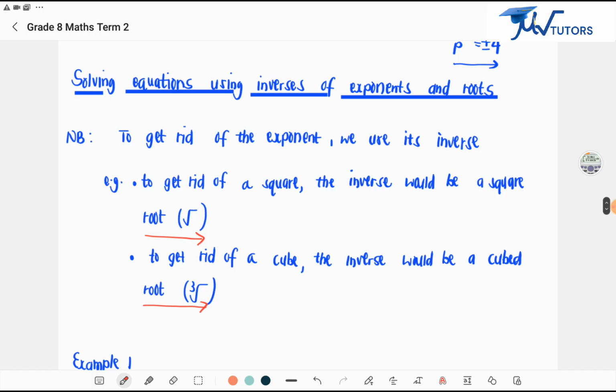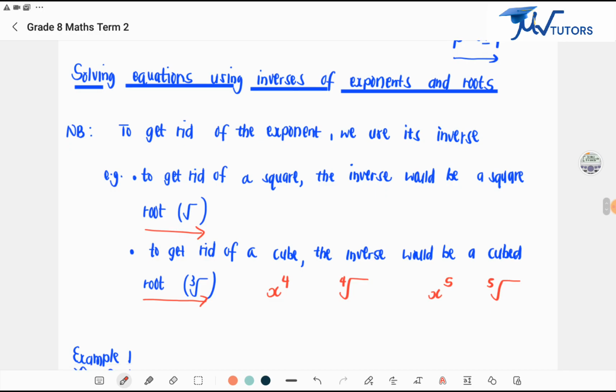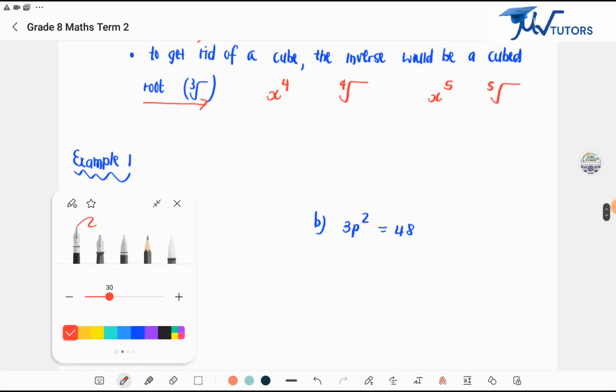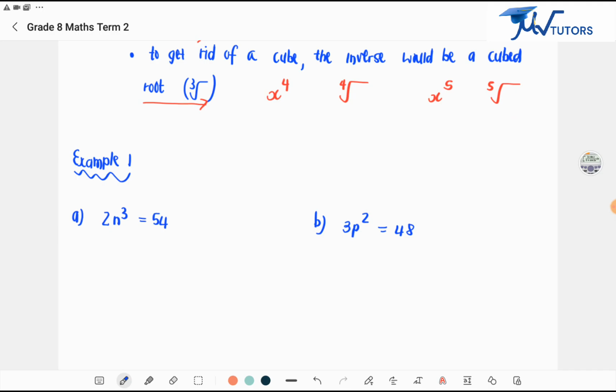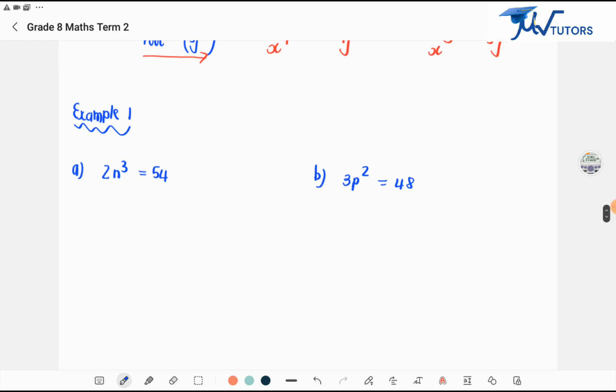By the way, if ever you get a variable to the power of 4, a way of getting rid of it would be to use root 4. Okay, x to the power of 5, you would use root 5, and so forth. That's how it works basically. Now we are not using any table, ladies and gents. We're just going to go straight to using what we've learned. I hope you see these are the examples that we did previously. Now you're the one who's going to be telling me what to do.